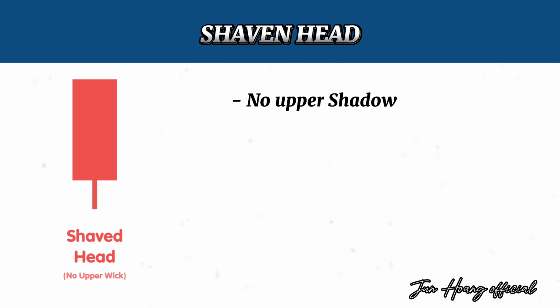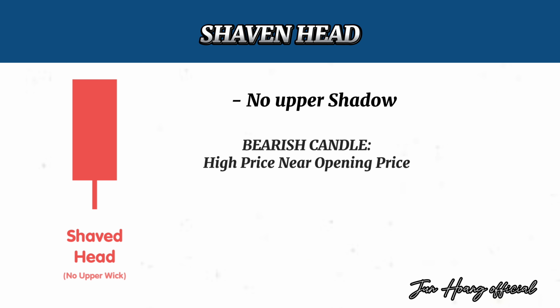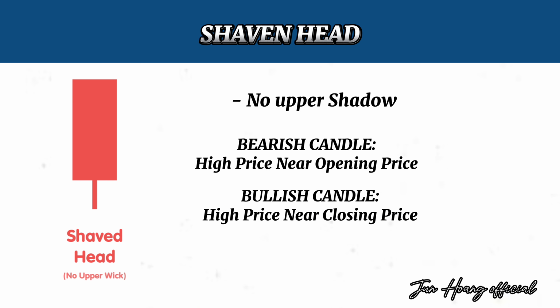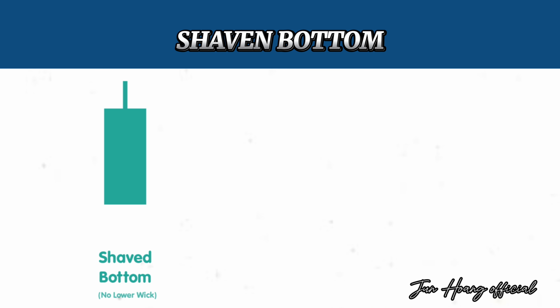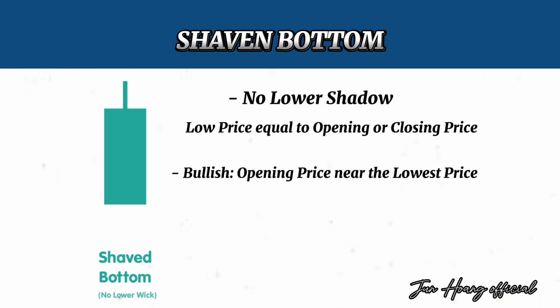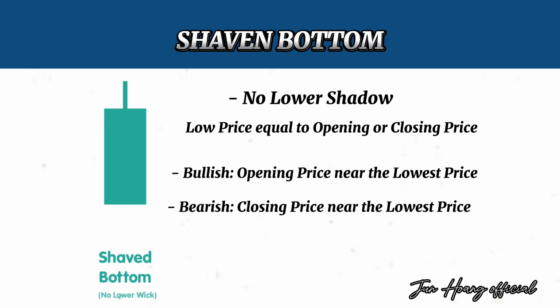It forms when the high price of the session is equal to the opening or closing price, indicating that sellers were able to push the price down from the high, but were unable to maintain control, resulting in a close near the high. Shaven bottom candle. This type of candlestick has no lower shadow. It forms when the low price of the session is equal to the opening or closing price, indicating that buyers were able to push the price up from the low, but were unable to maintain control, resulting in a close near the low.